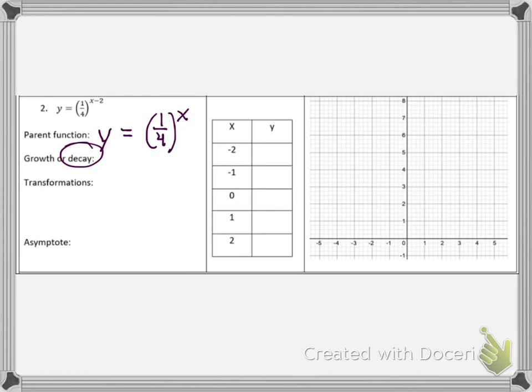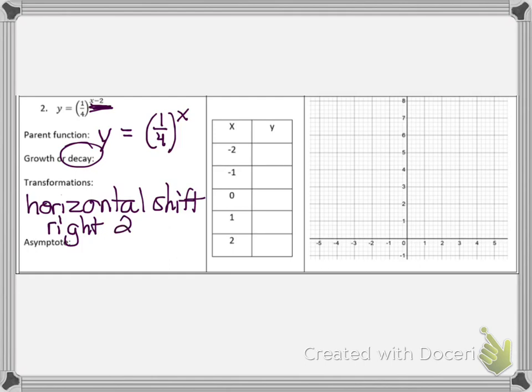All right, and then my transformations. I don't have a negative sign. I don't have a stretch or a shrink. But looking at the exponent, I do see x minus 2. So that means it's going to have a horizontal shift right 2 units.